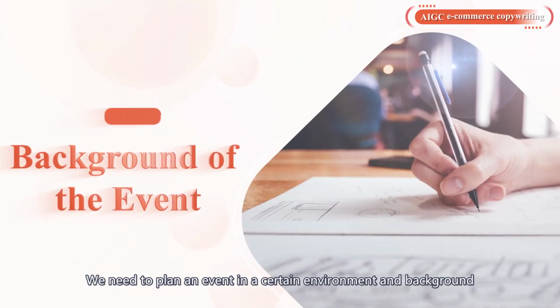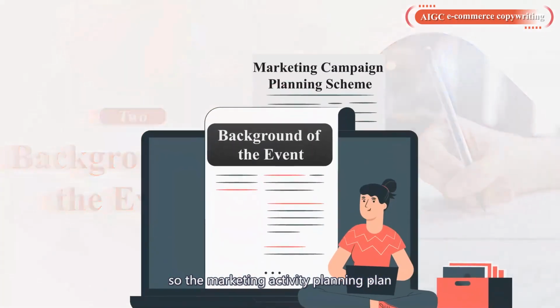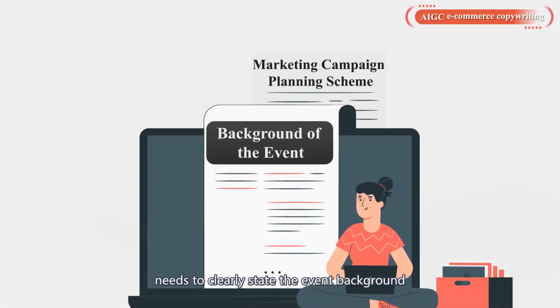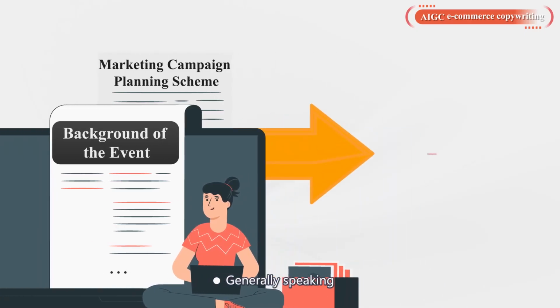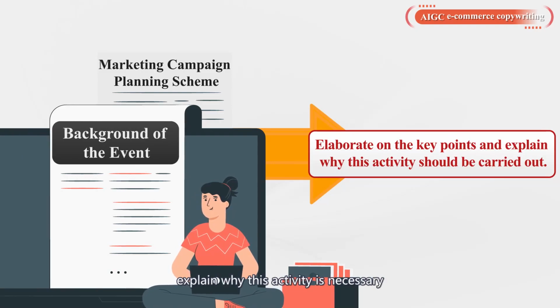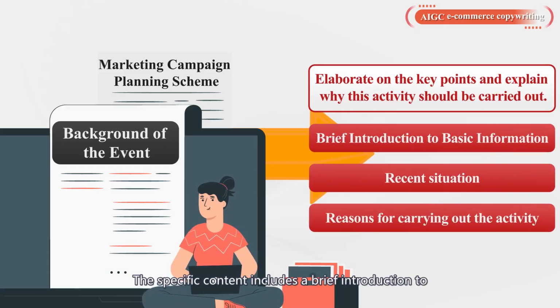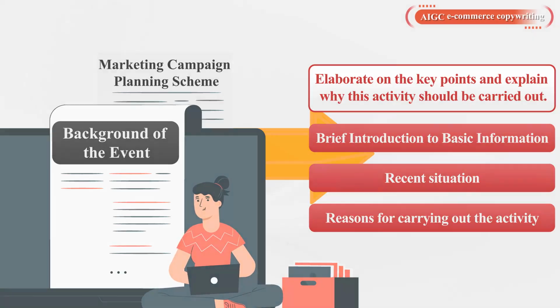We need to plan an event in a certain environment and background, so the marketing activity planning plan needs to clearly state the event background. Generally speaking, this section should be emphasized to explain why this activity is necessary. The specific content includes a brief introduction to the basic situation, recent developments, and reasons for the activity.